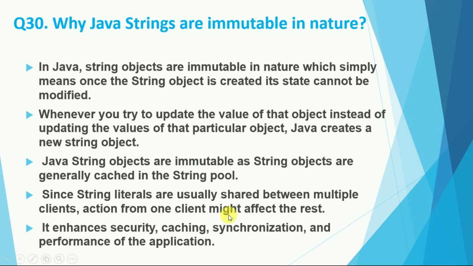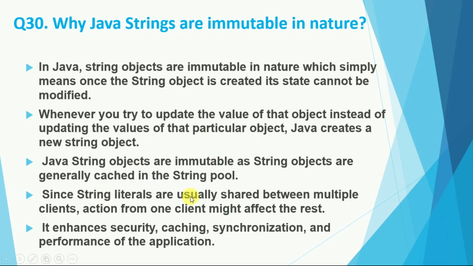Whenever you try to update the value of that object, instead of updating it, Java creates a new string object. So whenever you want to update the value of that object, Java always creates a new string object instead of updating the value of that particular object. Java string objects are immutable as they are generally cached in the string pool. Since string literals are usually shared between multiple clients, an action from one client might affect the rest.